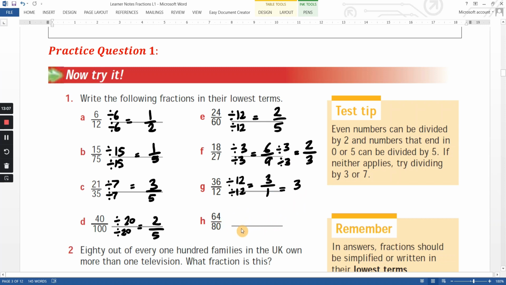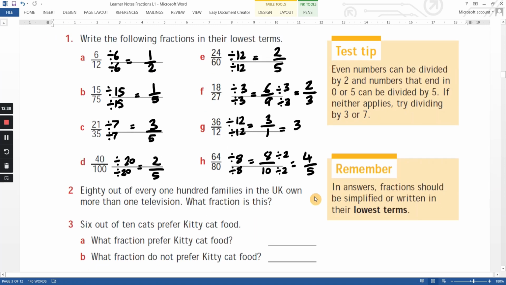Part H, I'm going to use, let's use 8 first, because I'm not too sure if there's a bigger one. Oh yeah, there will be, definitely. Let's do 2. That's going to give me 4/5. So maybe I could have done 16. So yeah, maybe I should have done 16, but it's not a problem. If you do it in stages like this, you still get your final answer 4/5.